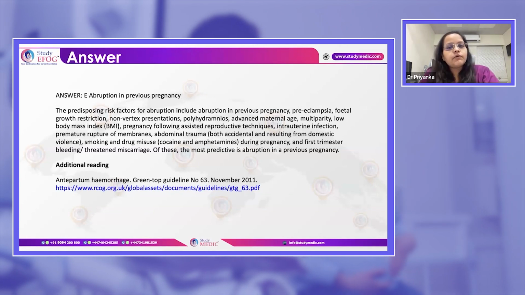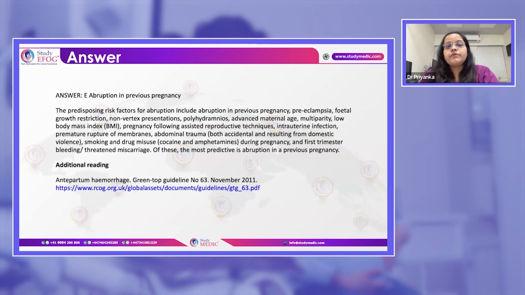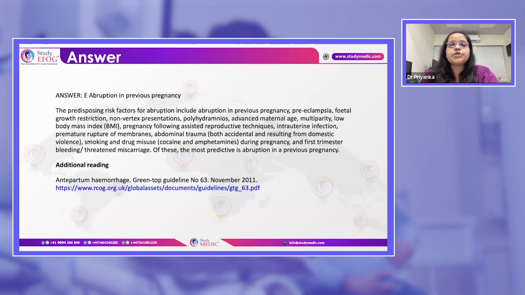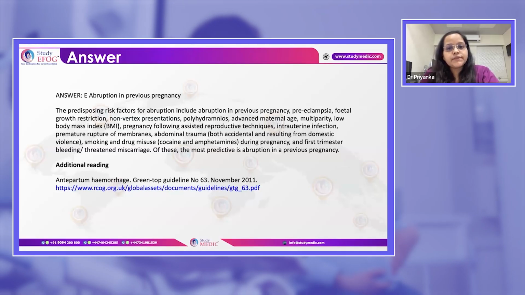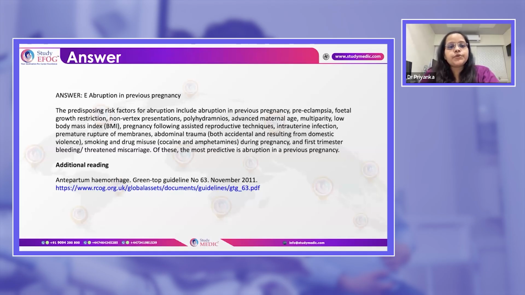So there are other causes of abruption, like a history of preeclampsia, or fetal growth restriction, which may be associated with preeclampsia, or polyhydramnios, or a short cord, which can lead to premature separation, or advanced maternal age, IVF pregnancy, or an abdominal trauma. But the most significant risk factor is having a previous history of abruption.